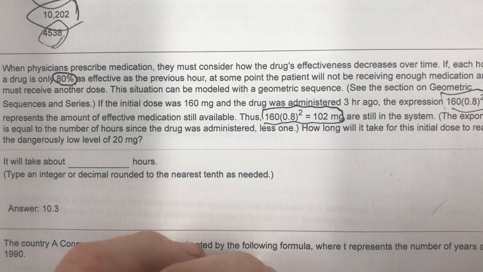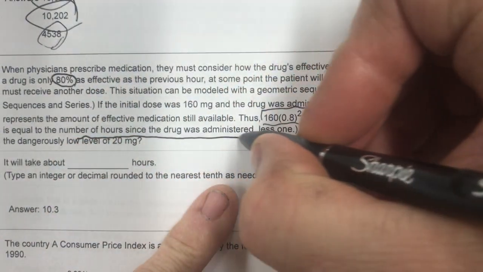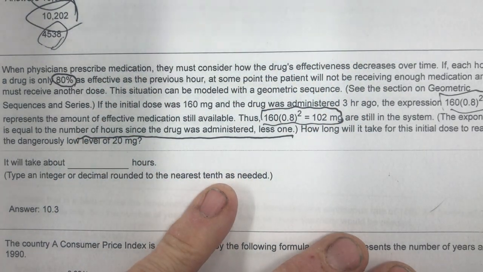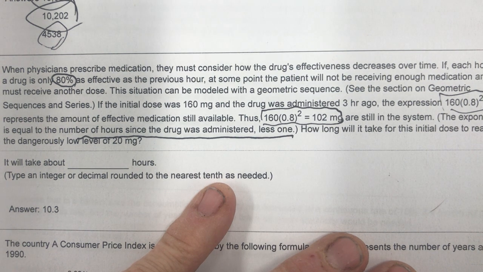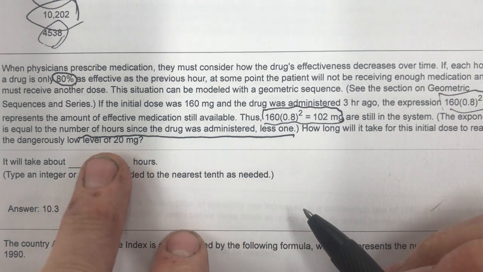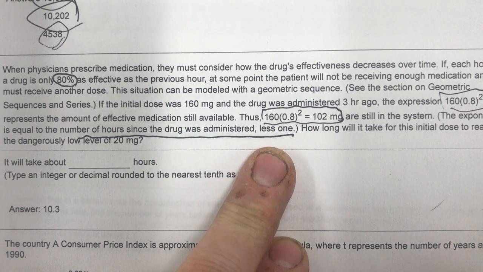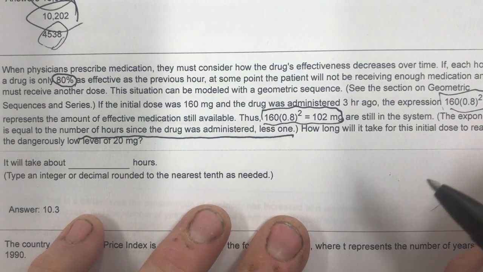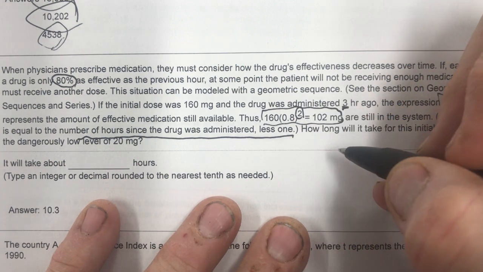Okay, now, here's another thing too. See how this says the exponent is equal to the number of hours since the drug was administered, less 1. Now what that means is when you take a pill, it's not immediately in your system. It takes a while for it to get into your system, until it gets digested and then distributed through your bloodstream. So that's why it's the number of hours minus 1. Okay, so that's why this is a 2 here. After 3 hours, it's 3 minus 1.